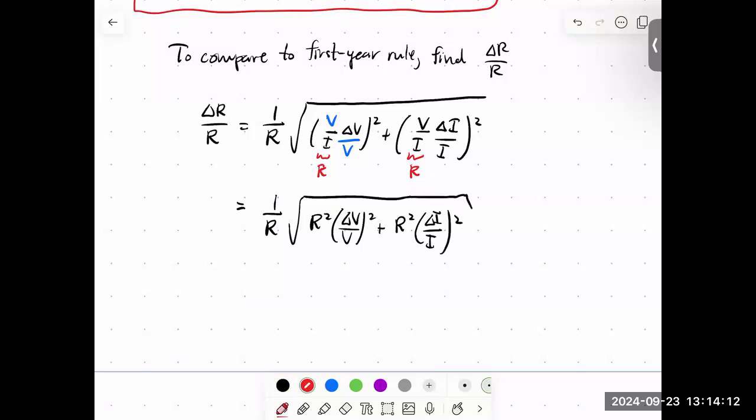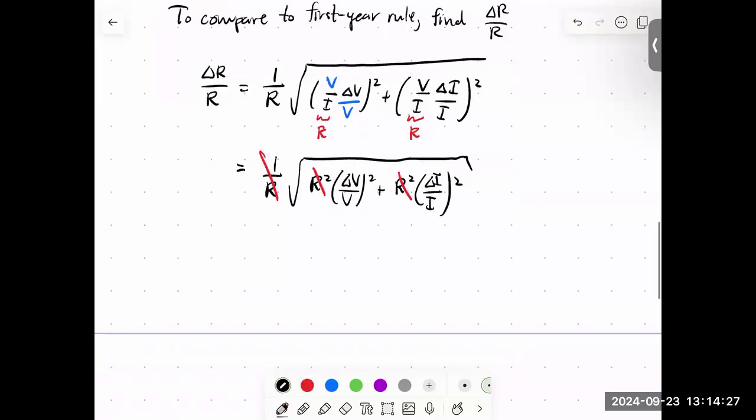Now there's a common factor of R squared. It's under a square root sign, so if I took it outside, it would just be a common factor of R, which is going to cancel with this one. And so we can cancel these things. And so therefore, our final result for the fractional error in the resistance is the square root of delta V over V squared plus delta I over I squared.